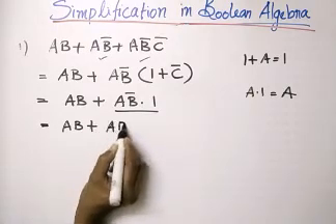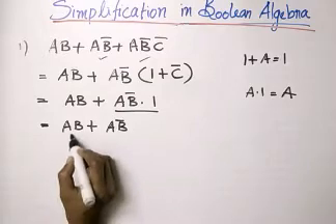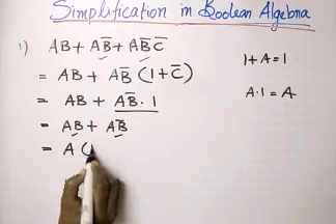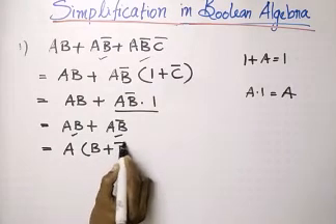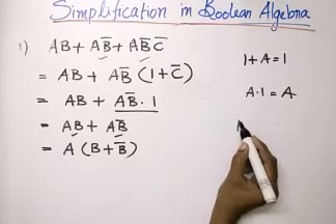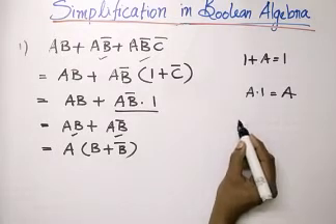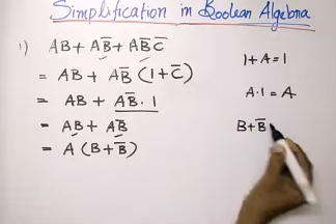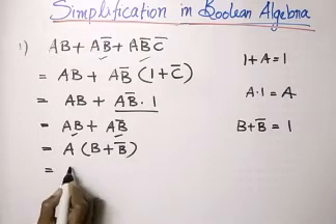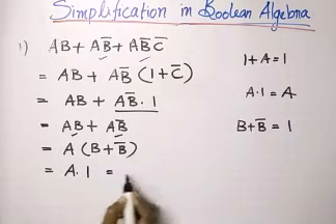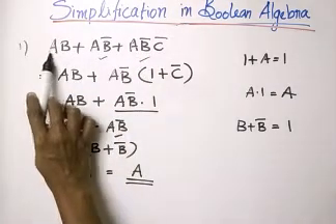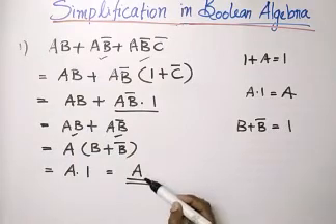In these two terms A is common, so I can take it out. A and (B or B'). We know that any variable ORed with its complement gives 1, that is B or B' is equal to 1. Then substituting 1 here, it will be A and 1, which is equal to A. Finally, we have reduced this expression into a single element, A.